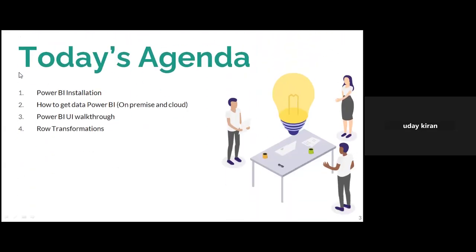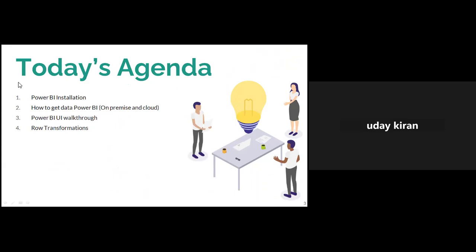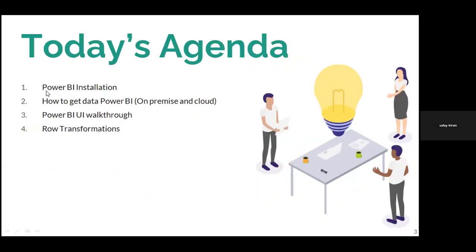So in today's session, we will first see the Power BI installation. Those who don't have Power BI installed in a system, I'll walk you through how to install Power BI, and then we will see how to get data into Power BI. From today, we will start more into the technical part. We will see how to get data from both on-premise and cloud, and I'll walk you through the UI, what options are available in Power BI. Then, if time permits, we'll go through the row transformations. We'll start with the first transformations today.